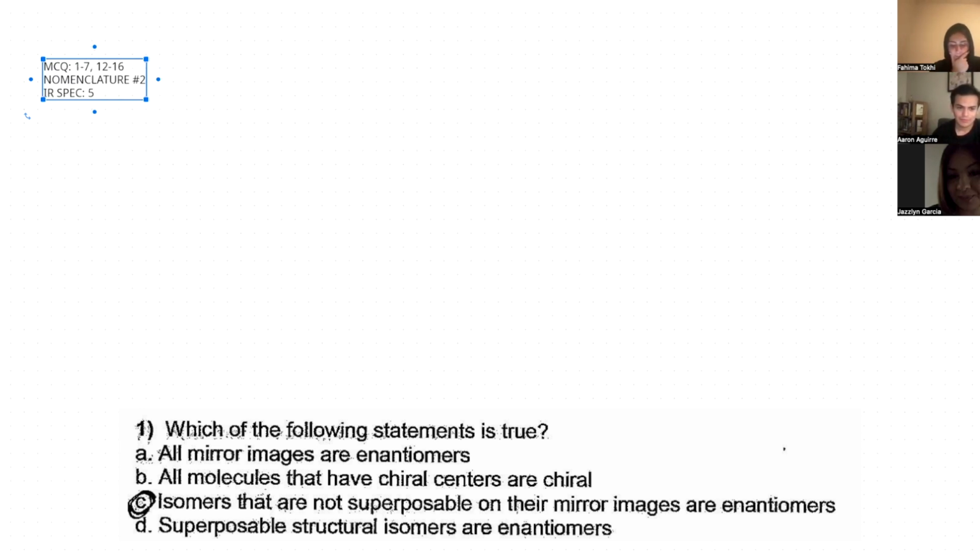What did I say? You said that C is false. I mean, C is right. He's right. C is right, and enantiomers are non-superimposable mirror images.